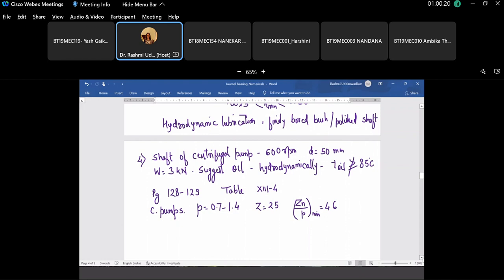So what is L by D now? You can assume it is given between the range of 1 to 2. Let's go with 1.2, which is the default value for making it standardized for all the students. If we assume L by D as 1.2, where D is given as 50 mm, then L becomes 60 mm. For a load of 3 kilonewton, let's check if the pressure is lying in this range.